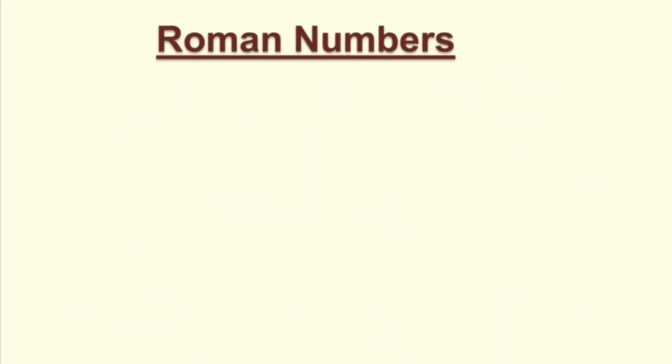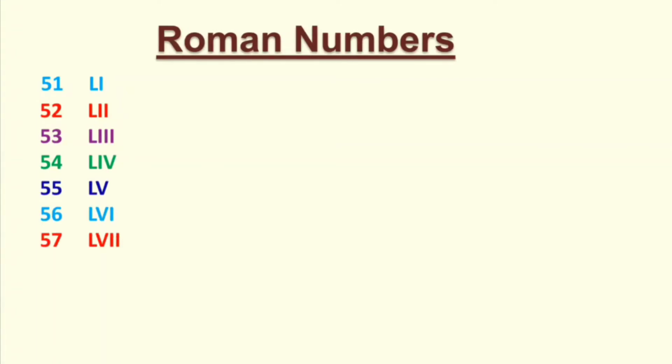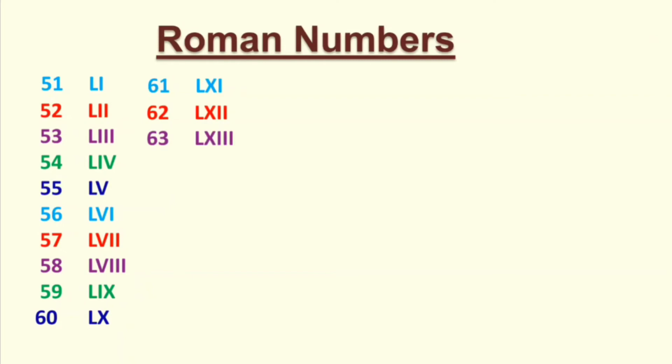For 51, the tens number is 50, that is L. So write down on the right side 1 to 9 numbers. For 60, we have to add X after L. LX gives 50 plus 10, that is 60. 61 is LXI. LXII gives 62. Similarly, up to 69 we can write.